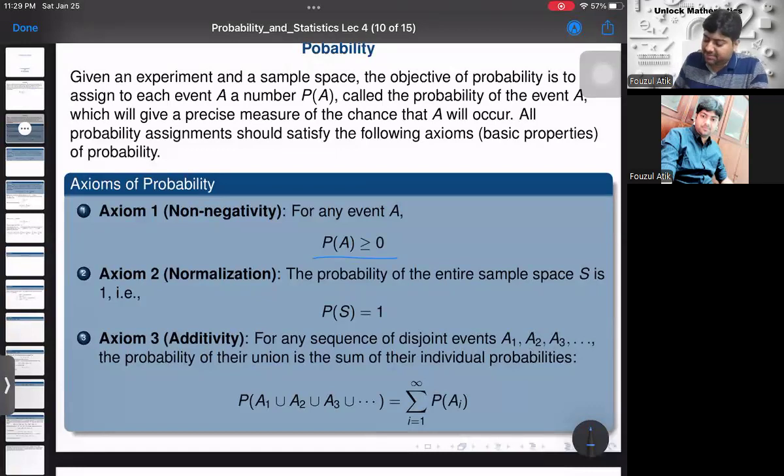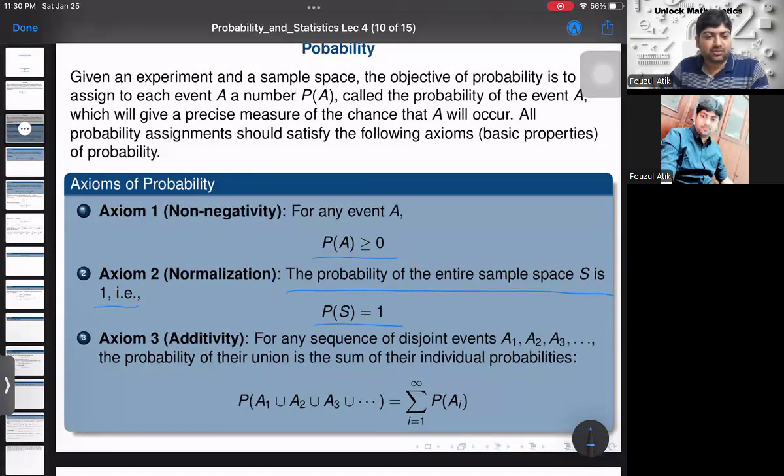Next is the probability of the entire sample space is 1. Because sample space is the set of all outcomes of an experiment, that should happen anyway. Whatever outcomes happen, they should fall under this sample space only. So the probability of the entire sample space is 1. So this always happens.